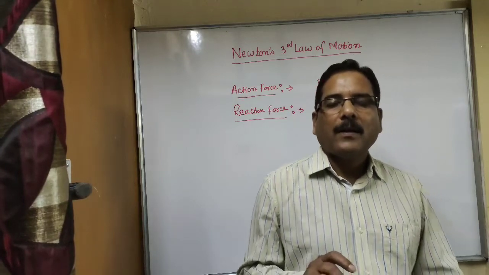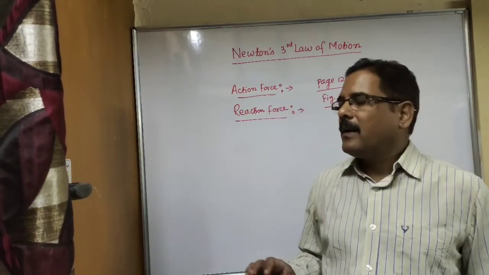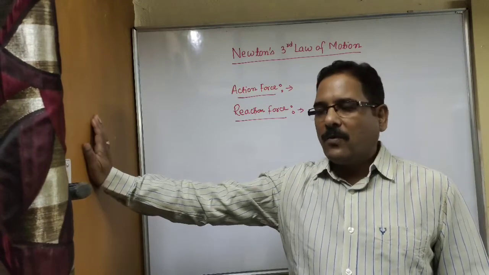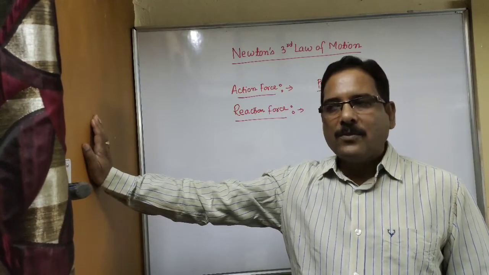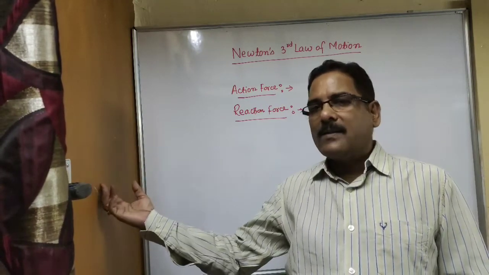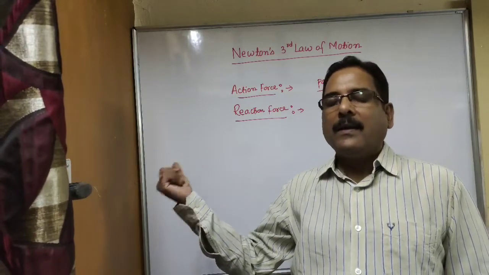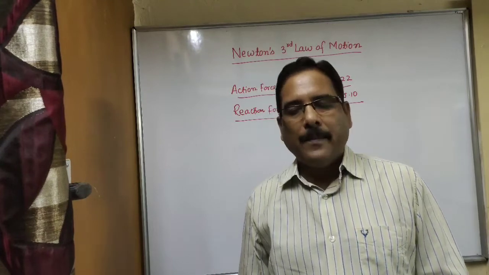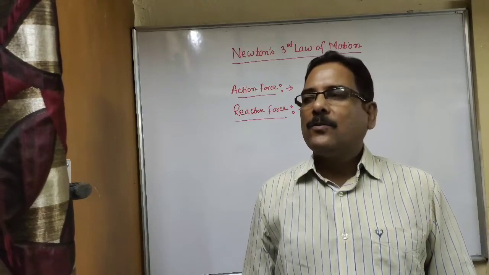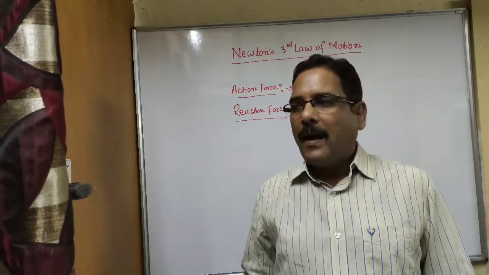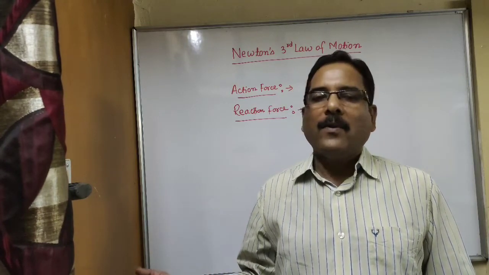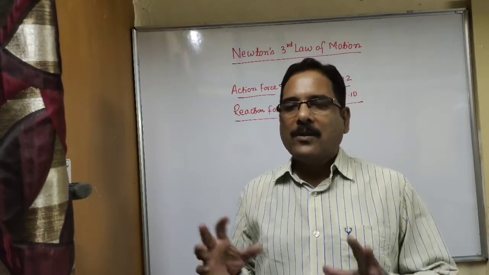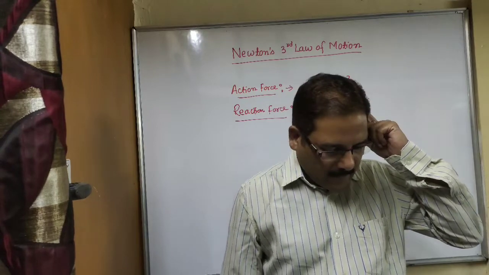For example, in the beginning, as I have said, I am applying a force on the wall, that is the action force, and the wall is applying force on me, that is the reaction force. So these forces are equal, but they act on two different objects. I am applying force on the wall and the wall is applying force on me. So these are the two different objects.